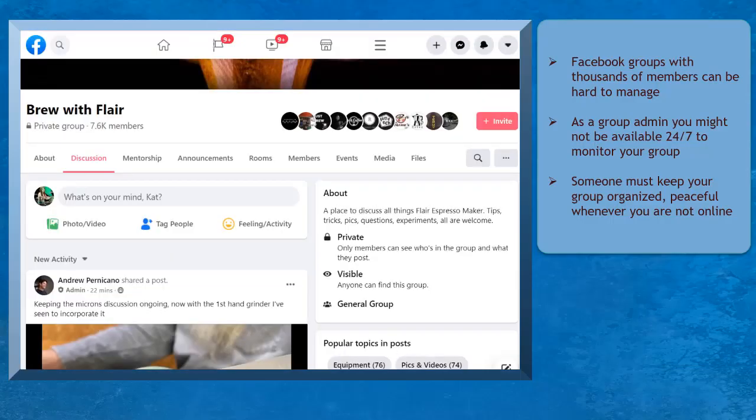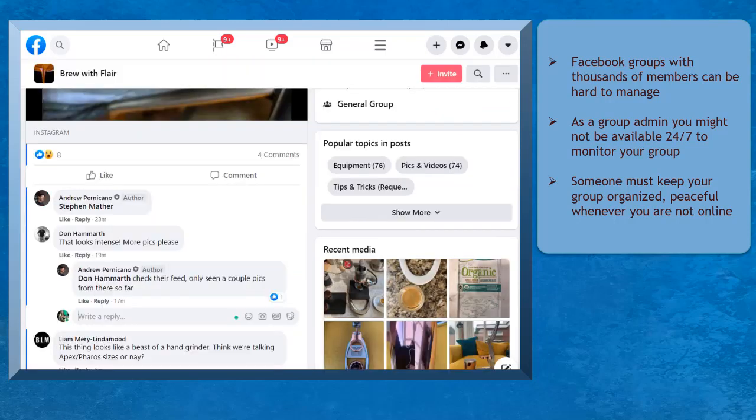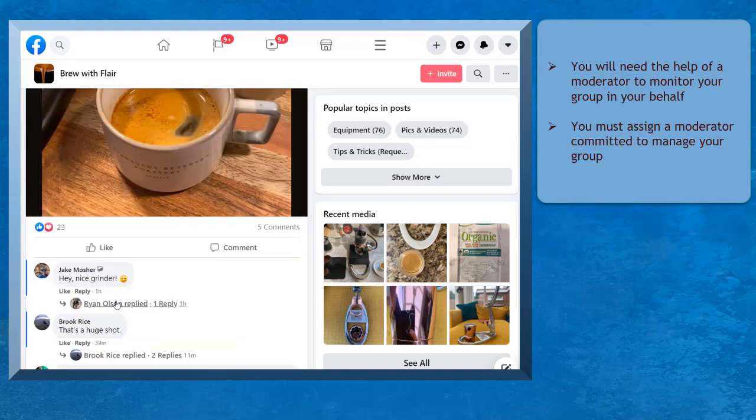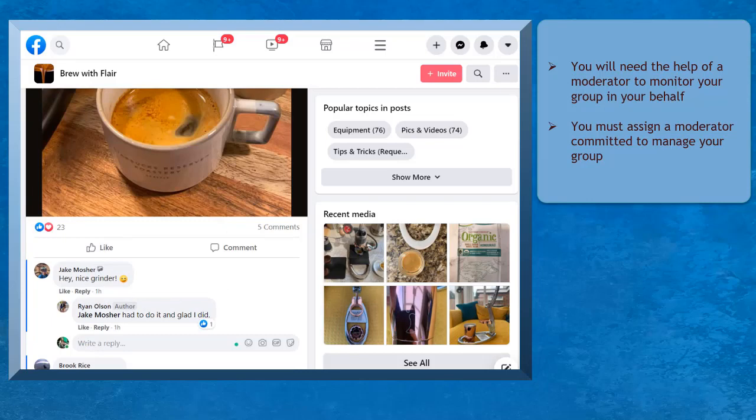Let's get started. When your Facebook group grows with thousands of members, you might have a hard time managing your group 24/7. You won't have all the time to keep an eye on what is happening inside your group. There will be times that you'll miss out on the engagement of the group members, so someone must be on the lookout for keeping the group organized, peaceful, and no member should violate the group rules that you have set. You will be needing another Facebook user's help to keep an eye on your group.